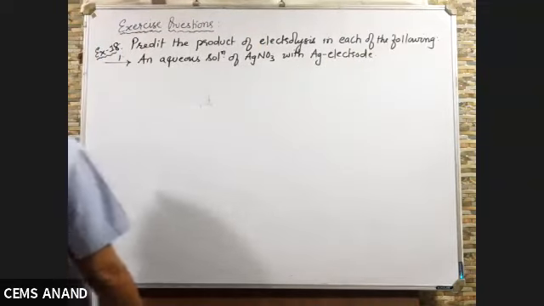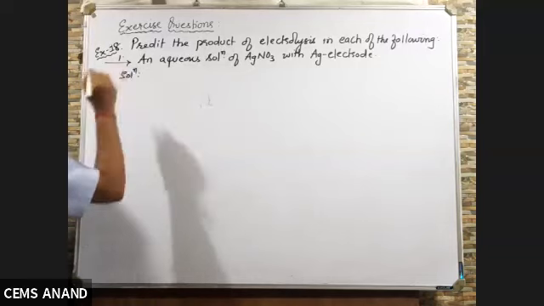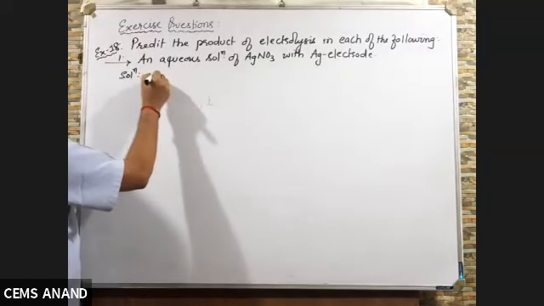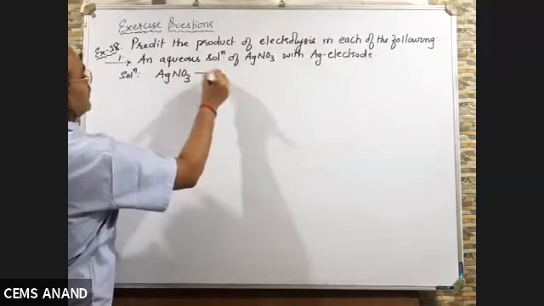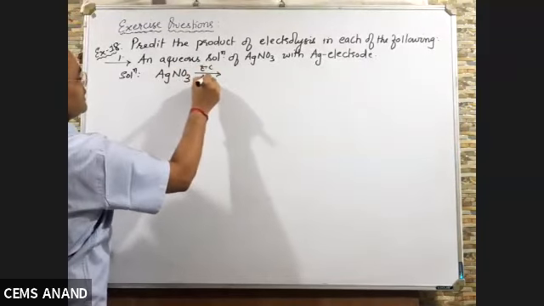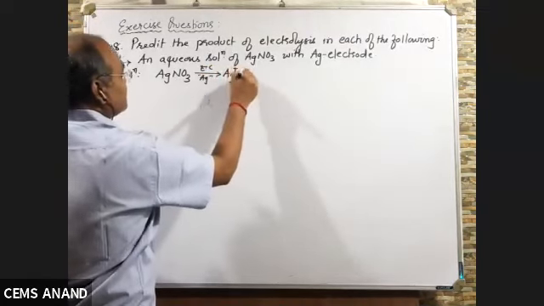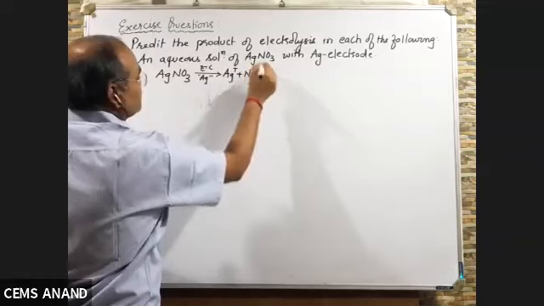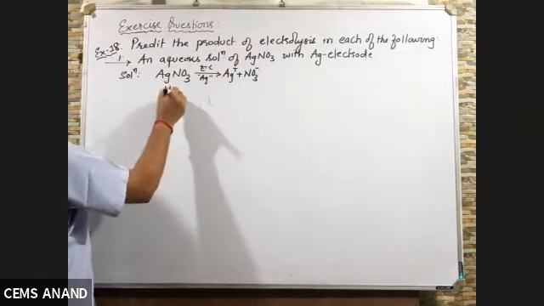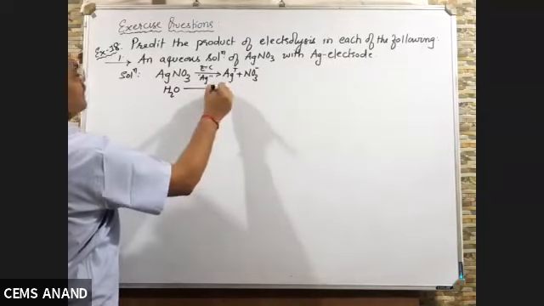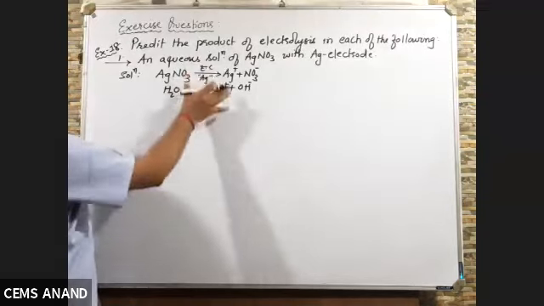Sure. How will you find out the answer? This is your question. Solution will be silver nitrate. You know the formula AgNO3. On passing electric current using silver electrode, you will get Ag plus and NO3 minus. Now, solution is aqueous, so you will get water, H plus and OH minus, right? These are the two possibilities.